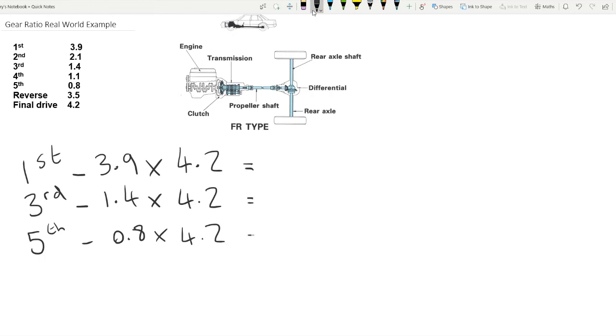Okay, now if you're good at maths, you can work those out. If you're not, don't worry, you can use a calculator. And for the first gear, you will get a huge gear ratio of 16.38. Now you can round to 16 if you want, but it does affect the accuracy of this if you wanted to know accurately what you're getting at the wheels. The third gear, I get 5.8. Let's put that there. And the fifth gear, I get 3.36.